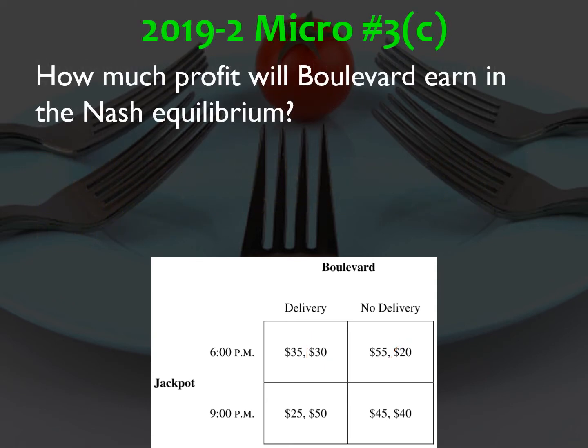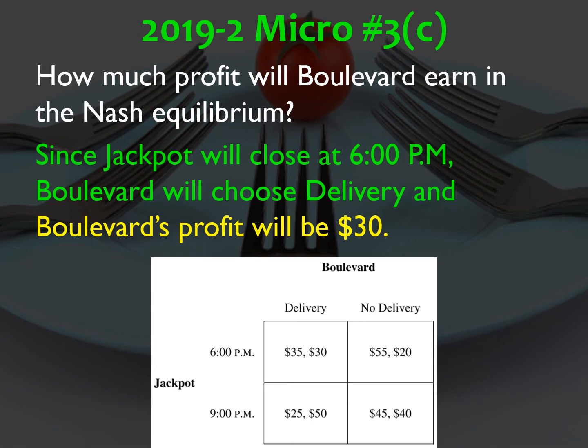C, how much profit will Boulevard earn in the Nash equilibrium? So we established that Jackpot has a dominant strategy, closing at 6. Boulevard is thus going to choose delivery because 30 is greater than 20. So this box represents the Nash equilibrium. Boulevard's profit will be 30 bucks.